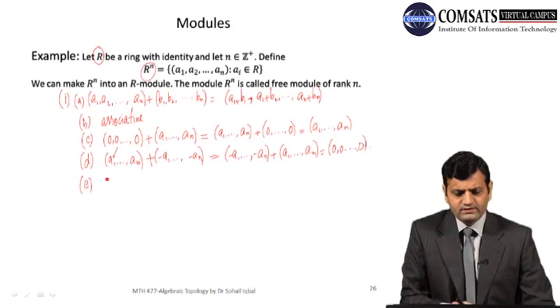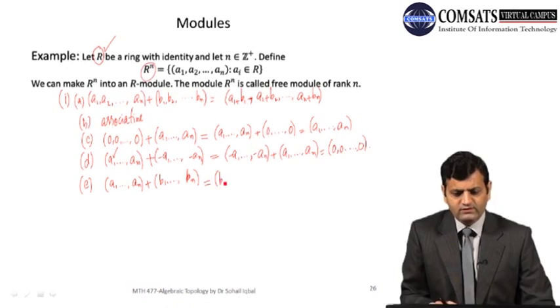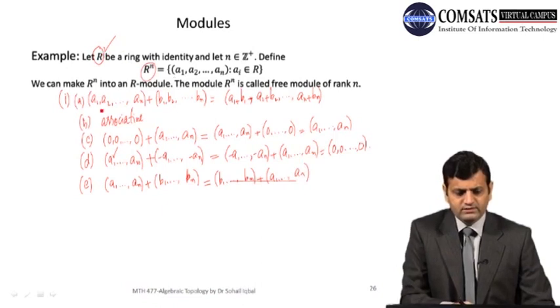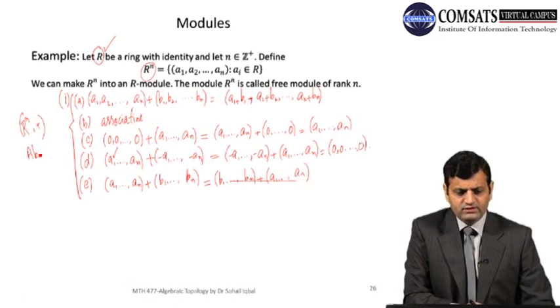Similarly, I can see that this operation of addition that we define in this way is also commutative. Why is it commutative? Because the ring under addition is commutative. So taking any two elements, (a1, ..., an) plus (b1, ..., bn) is the same as (b1, ..., bn) plus (a1, ..., an). Using once again commutativity of R under addition, we can show that this new operation inside Rn is commutative. So the first condition, that Rn should be an abelian group under addition, is satisfied. So it is an abelian group.